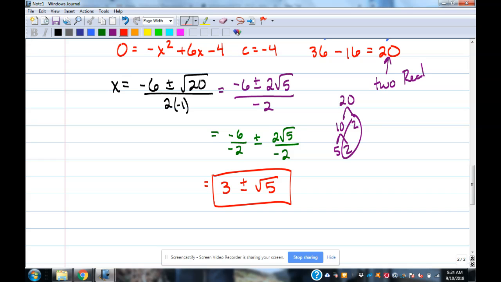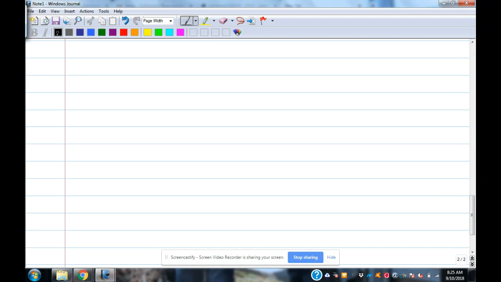If we wanted to get a decimal approximation, we do 3 plus whatever the decimal for square root of 5 is, and then we do 3 minus whatever the decimal for square root of 5 is to get that. Okay. All right, let's look at C. -x squared plus 4x equals 5.